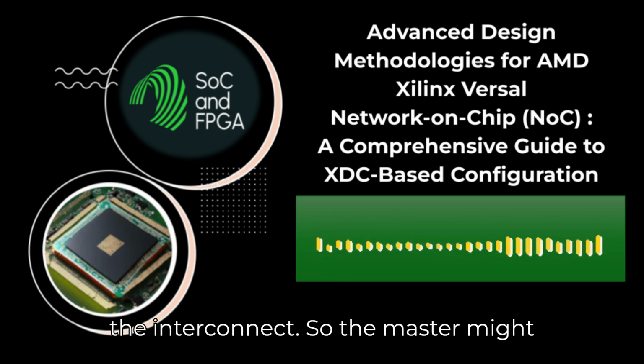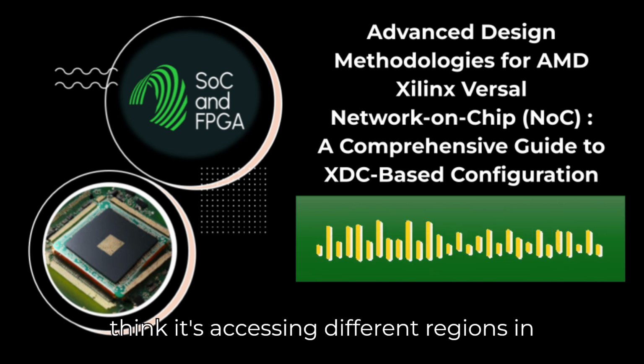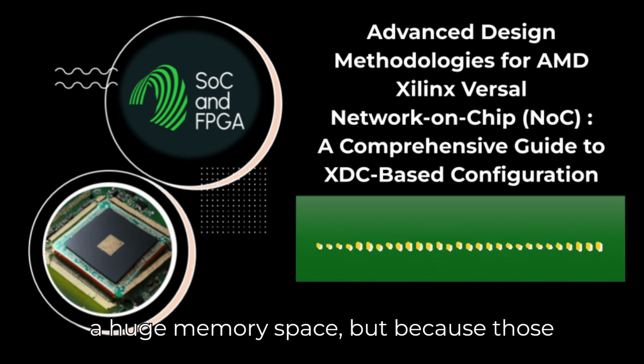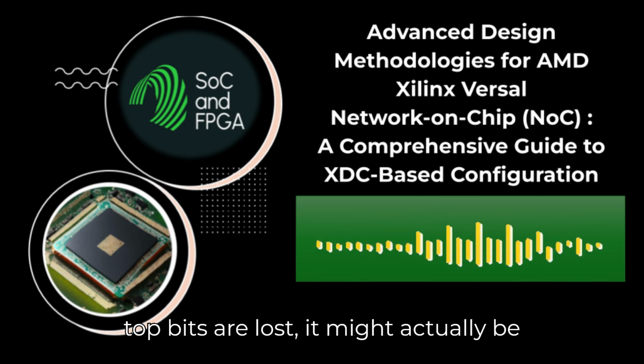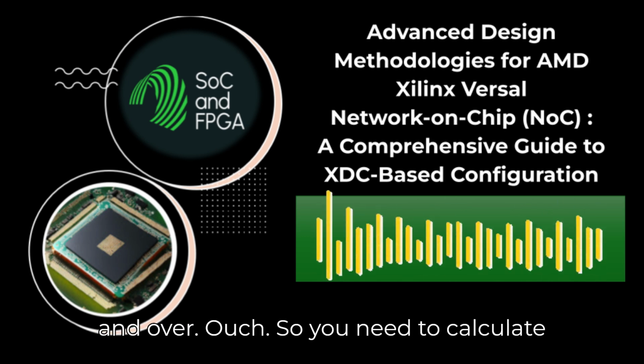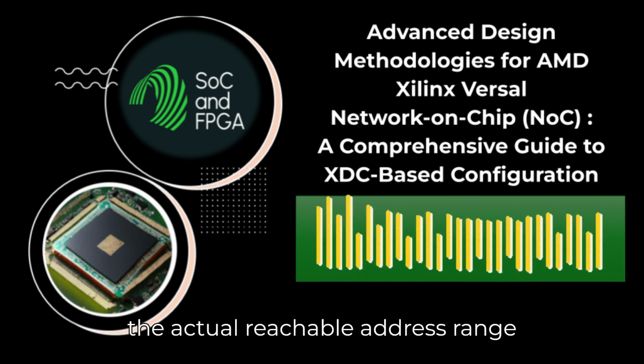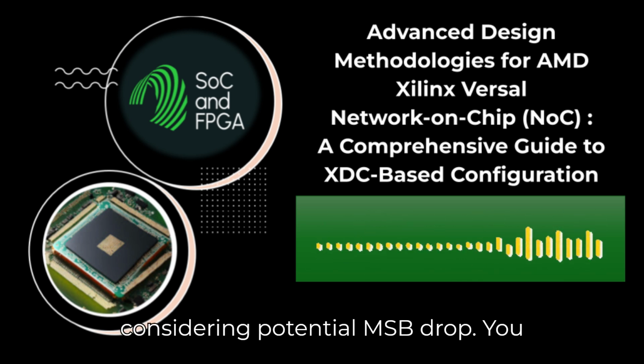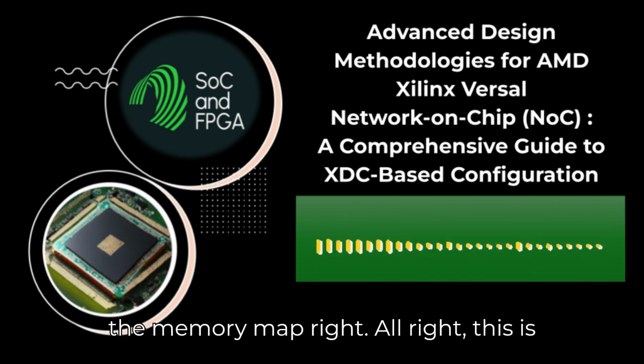Dropped by the interconnect. So the master might think it's accessing different regions in a huge memory space, but because those top bits are lost, it might actually be hitting the same 32-bit slave range over and over. Ouch. So you need to calculate the actual reachable address range, considering potential MSB drop. You absolutely do. It's crucial for getting the memory map right.